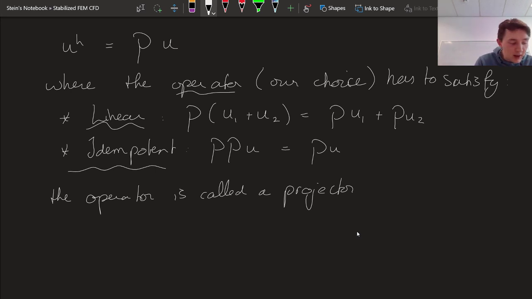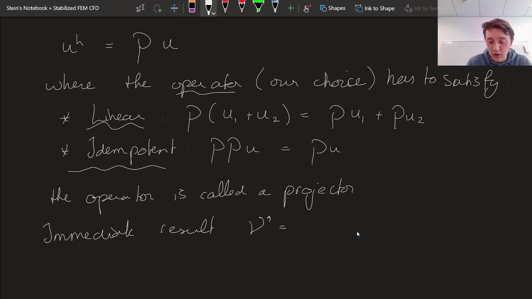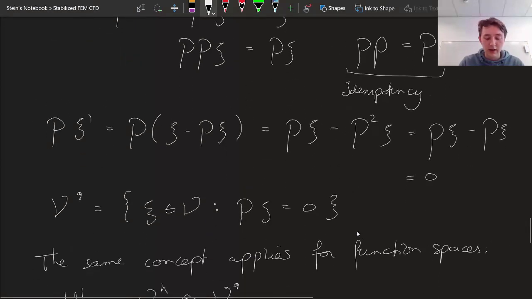And then we immediately have an immediate result: the fine scale space V prime is equal to all the functions u in H10 such that the projection of u is equal to the zero function, the function that is zero everywhere. So that's a direct extension of what we saw in linear algebra.